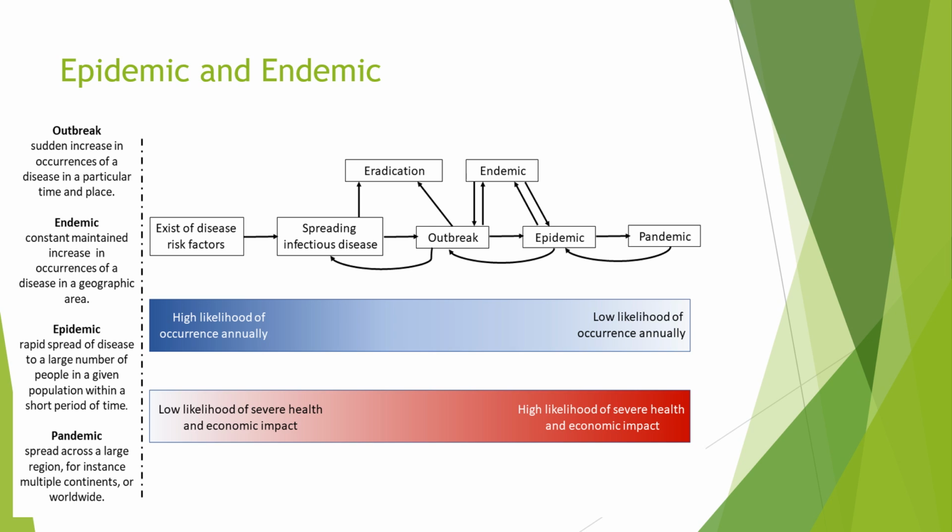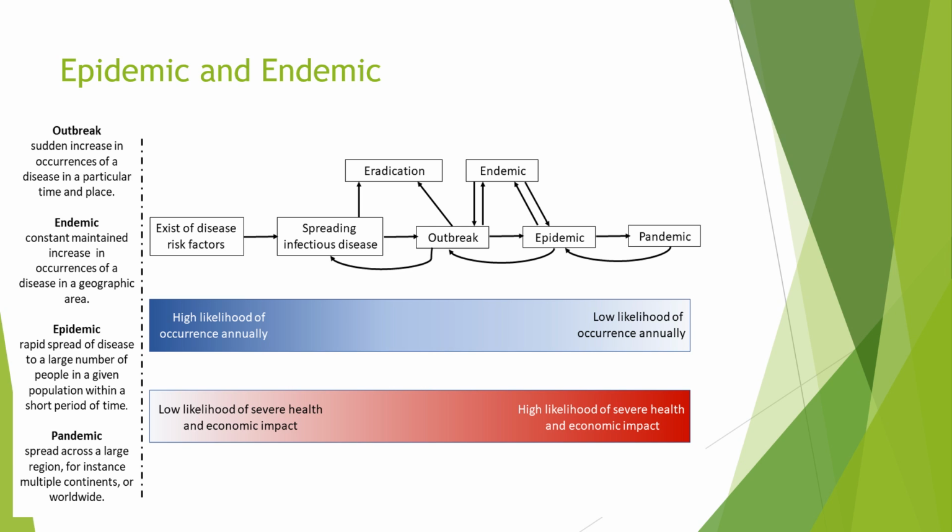Regarding epidemic, it involves the rapid spread of the disease to a large number of people in a given population within a short period of time. It could be the cholera epidemic, it could be the typhoid epidemic. And pandemic, thanks to COVID-19, we are all aware of the COVID-19 pandemic. That pandemic is something where the spread is across a large region, for instance, multiple continents or worldwide.